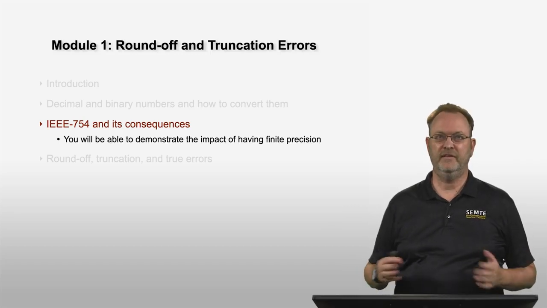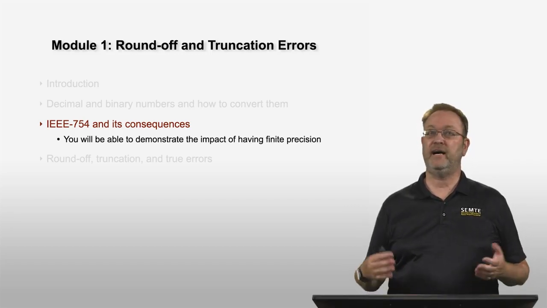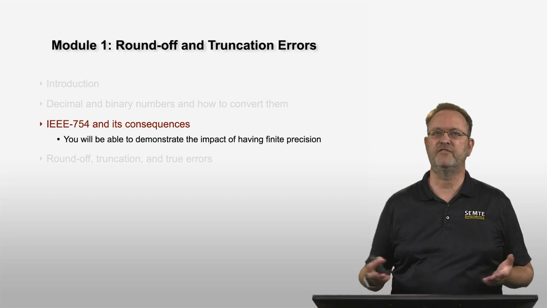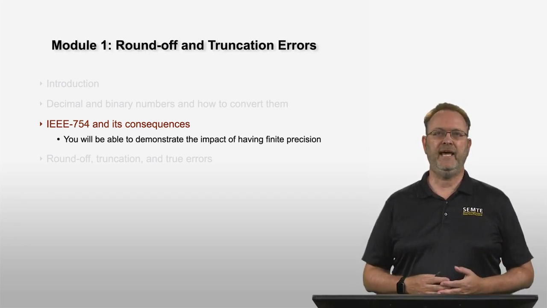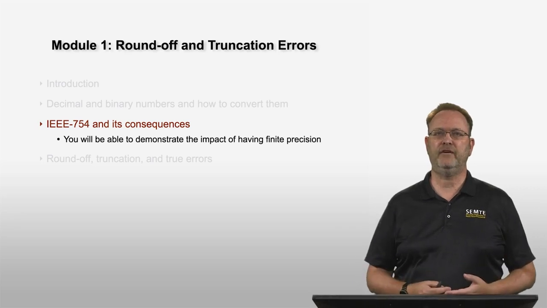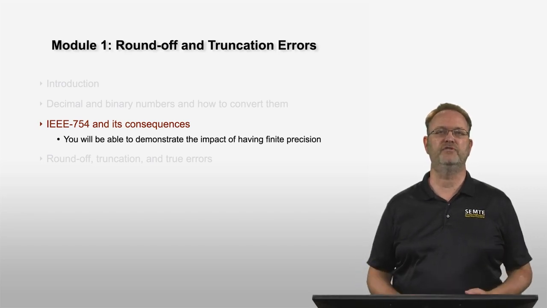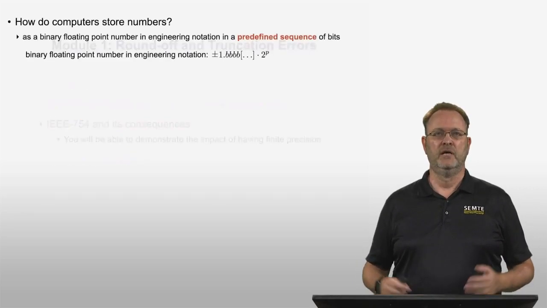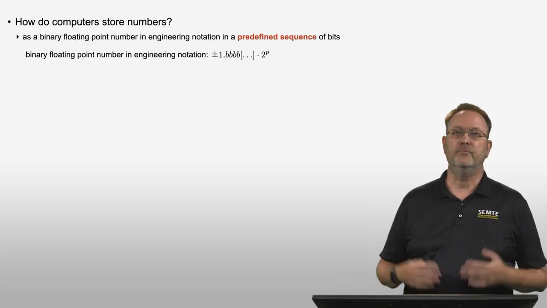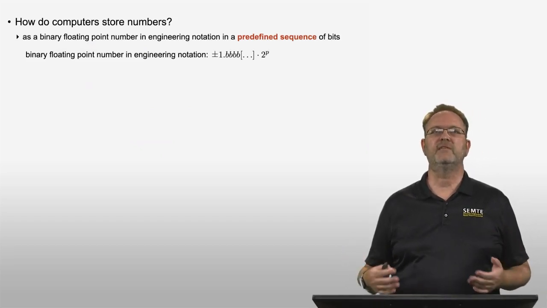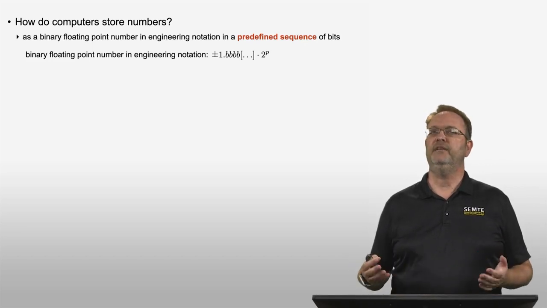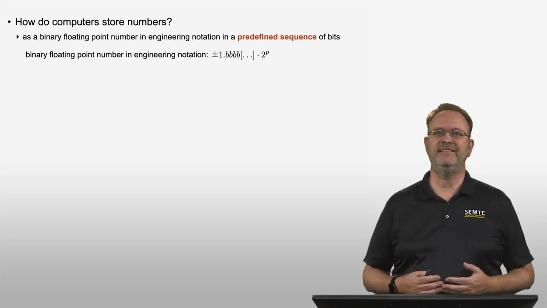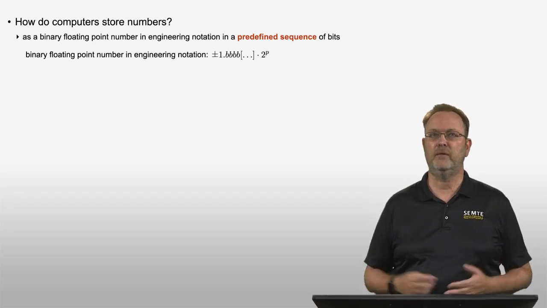Welcome. In this video we will be talking about IEEE 754 and its consequences, so that by the end of this video you will be able to demonstrate the impact of having just finite precision available. So we already saw that computers store numbers as binary floating point numbers in engineering notation, but they do this in a predefined sequence of bits that we will talk about today.